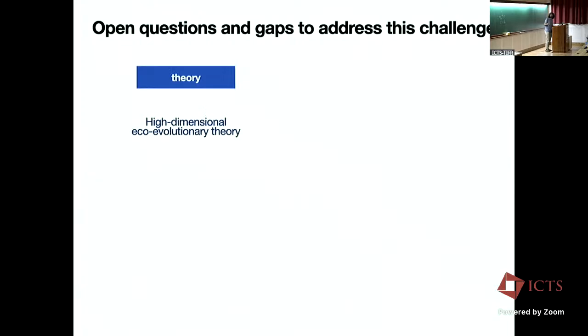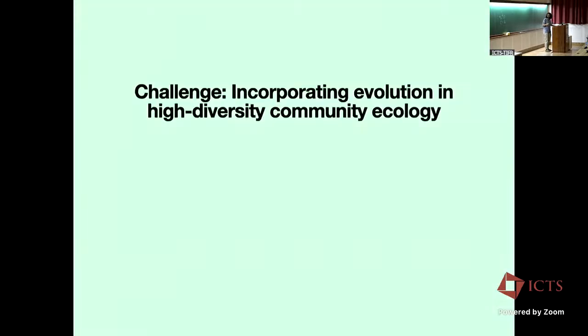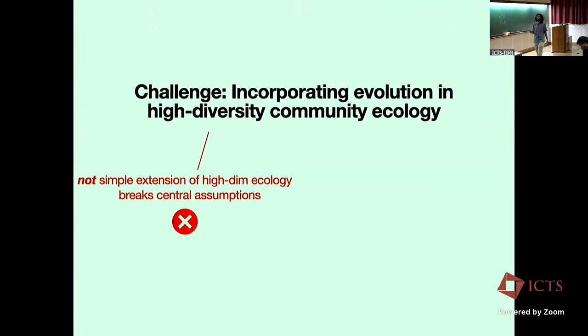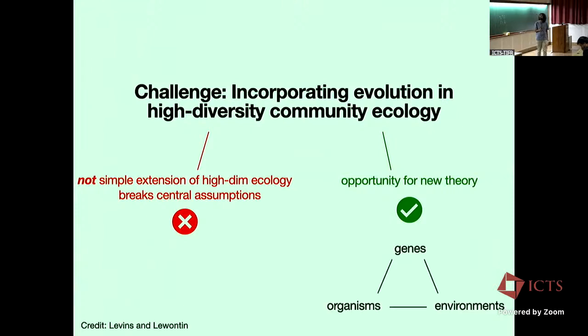Maybe we can bring them up in the discussion, but in the interest of time, I'll just end with saying that I hope what I've done today is sort of try and give you a glimpse into how incorporating evolution in this high diversity community ecology is a challenge, and how maybe it's not going to be solved by simple extension of all of these high dimensional ecology frameworks, because it breaks some of the central assumptions. And instead, it's sort of tremendous opportunity to do new theory, and perhaps ones that incorporate genes, organisms, and the environment together. Thank you for your time.